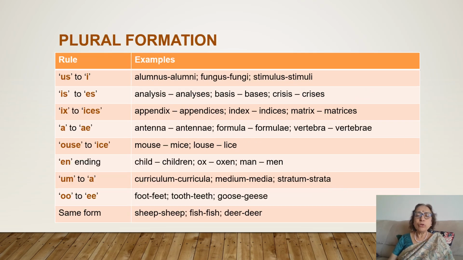Now we have the rule of plural formation. As I mentioned already, I will give you a few rules with examples. Where you have US, it can change to I. We saw an example, syllabus, US, syllabi. So we have here alumnus, the student who studied from a particular university, particular college, alumnus, single one. Alumni, the group of students.